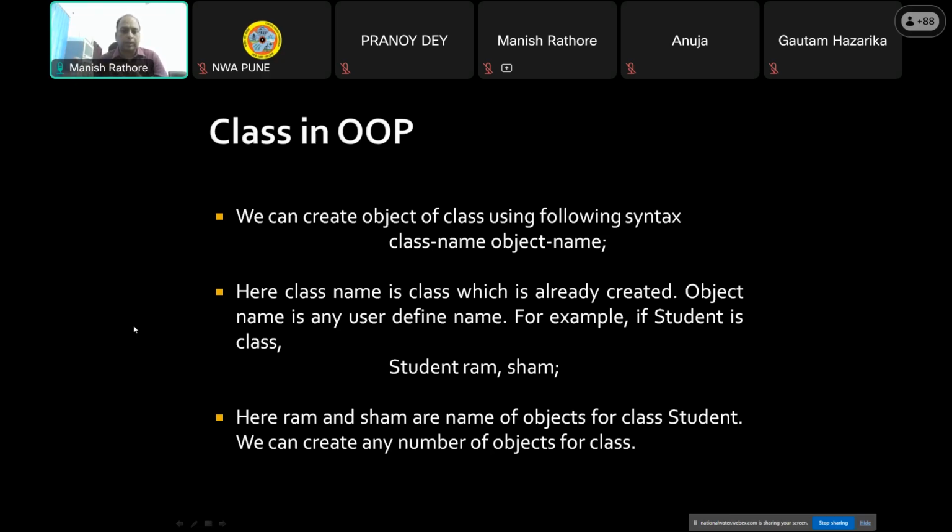राम की एज अलग हो सकती है, श्याम की एज अलग हो सकती है. राम के मार्क्स अलग हो सकते हैं, श्याम के मार्क्स अलग होते हैं. राम का और श्याम का रोल नंबर अलग होगा. तो these values are stored inside the objects. Class will remain same. क्लास का नाम है स्टूडेंट और ऑब्जेक्ट का नाम है राम एंड श्याम. ओके, सो हियर राम एंड श्याम आर द नेम ऑफ द ऑब्जेक्ट्स फॉर द क्लास स्टूडेंट.